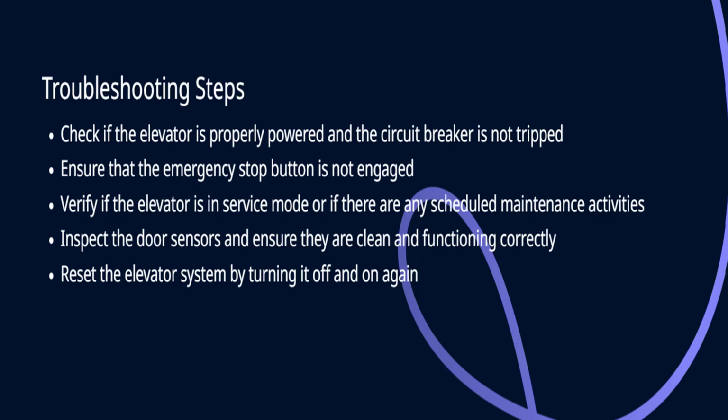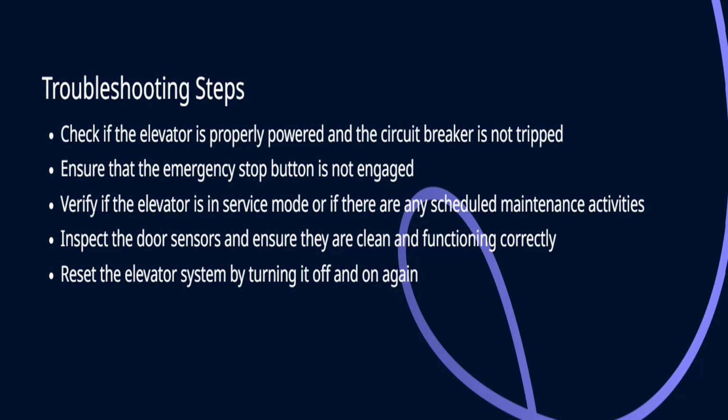Check if the elevator is properly powered and the circuit breaker is not tripped. Power issues are common causes of elevator malfunctions. A tripped breaker or a power failure will stop the elevator from working. Ensure that the emergency stop button is not engaged. Sometimes, the elevator might stop because the emergency stop button was accidentally pressed. Checking this can be a quick fix.